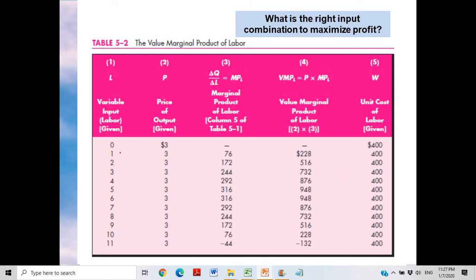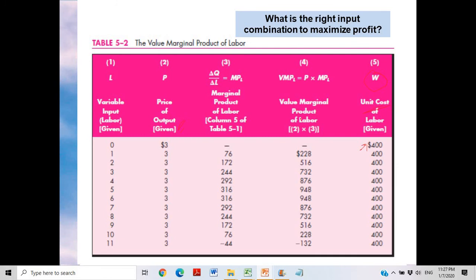This is the price of output, the selling price basically. This is given, from the previous table actually. This is the unit cost of labor, which is actually the wage, meaning the wage for one labor. So every time we want to add one labor, we have to add another 400. This is not total, this is a unit cost.